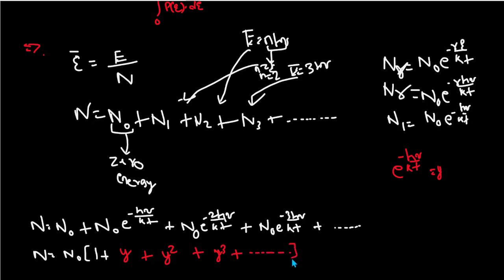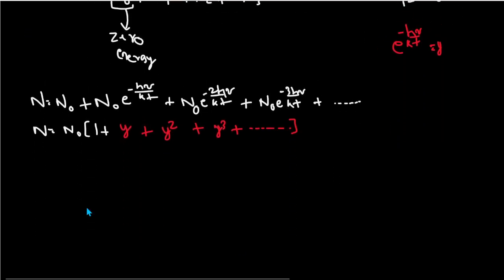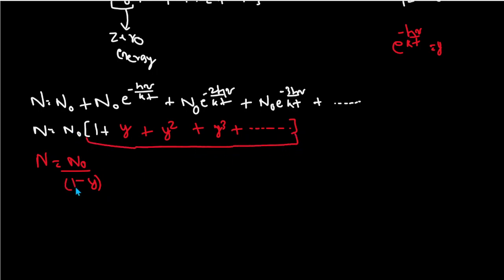If you have studied geometric series, how can I write this series? The simple form of this series can be written as n is equal to n naught divided by 1 minus y. Now we have evaluated the total number of the Planck oscillators. Now let's calculate the total energy of the Planck oscillators.